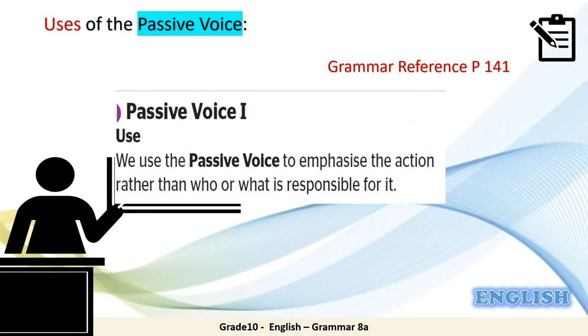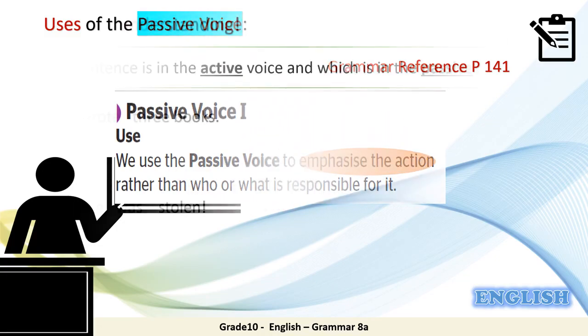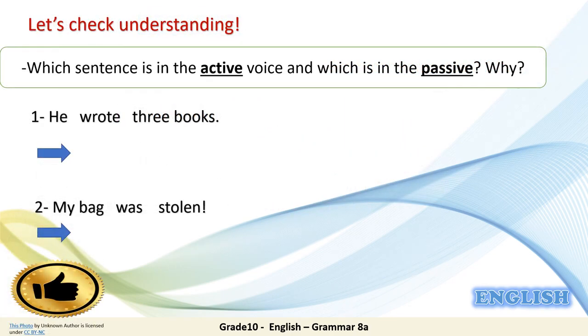So, when do we use the passive voice? You will find it summed up in your grammar reference on page 141. It's used to emphasize the action rather than who or what is responsible for it. Is the difference between the active voice and the passive voice clear for you? Let's check our understanding. Which sentence is in the active voice and which is in the passive and why? Pause the video, think about the answers, and we correct together.